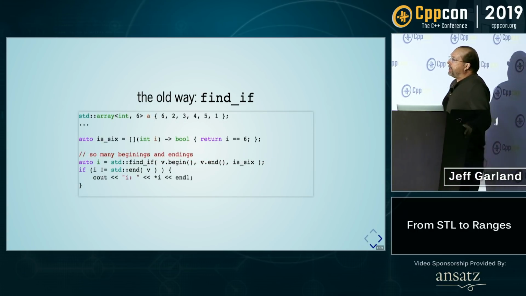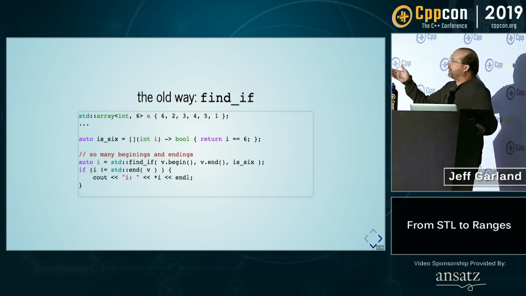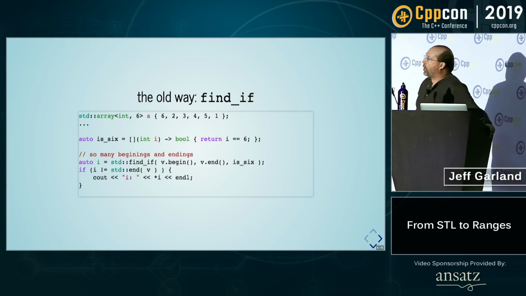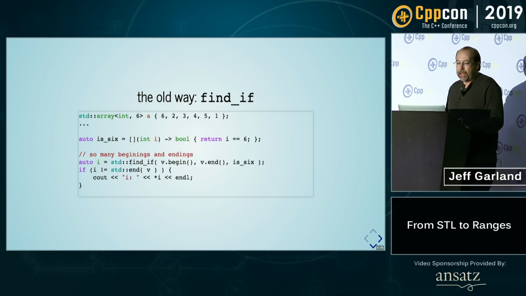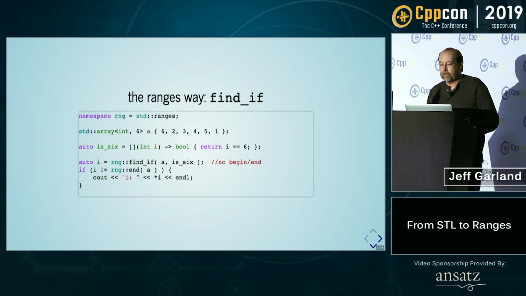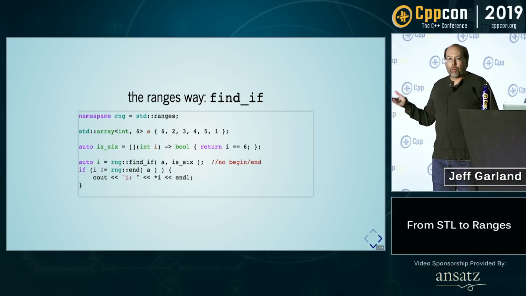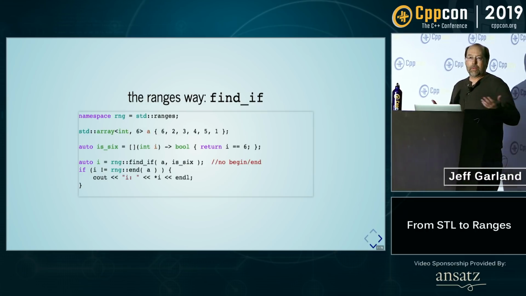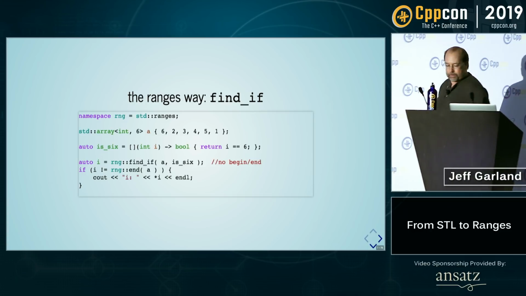Here's how you might do find_if the old way. Once again, you would have something like a collection, like an array. You have a predicate, and you would pass that predicate to the find_if algorithm, returning an iterator. If the iterator is not end, then you can dereference it and access its value. It's pretty much the same thing in ranges, except once again the begin and end is gone. Now you're starting to see the point of the quote on the first slide. You can see that the begin and end start to evaporate from your code.